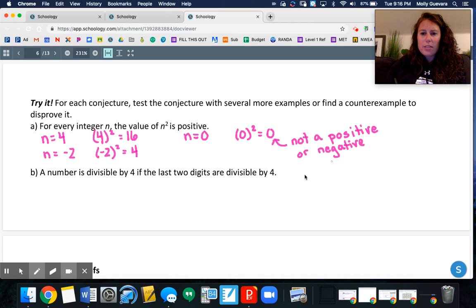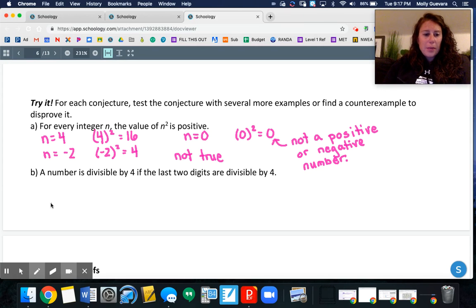So 0 is actually my counterexample here, okay? Because 0 is an integer, and if I square it, I get 0. But 0 is not positive, right? I was trying to prove that if you square it, you get a positive number, and I don't in this example. So this is my counterexample. So this conjecture is not true because of my counterexample.